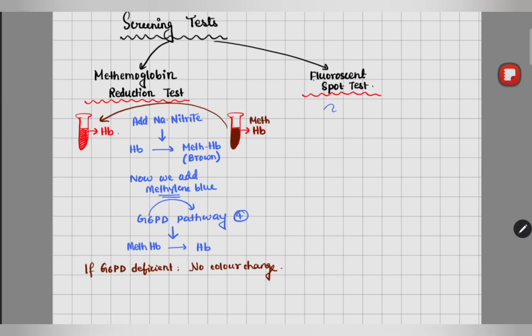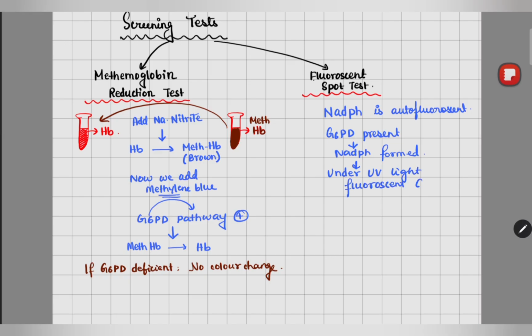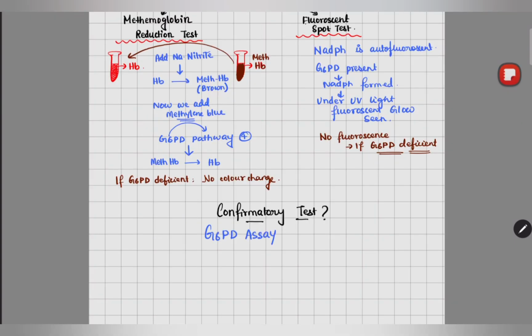Now let's move on to fluorescence spot test. NADPH is autofluorescent. So if G6PD is present, then NADPH is formed, and under UV light, a fluorescent glow is seen. If there is no fluorescence, then we have to understand that G6PD is deficient. And for the confirmatory test, we do a G6PD assay, which is basically a kind of ELISA test.